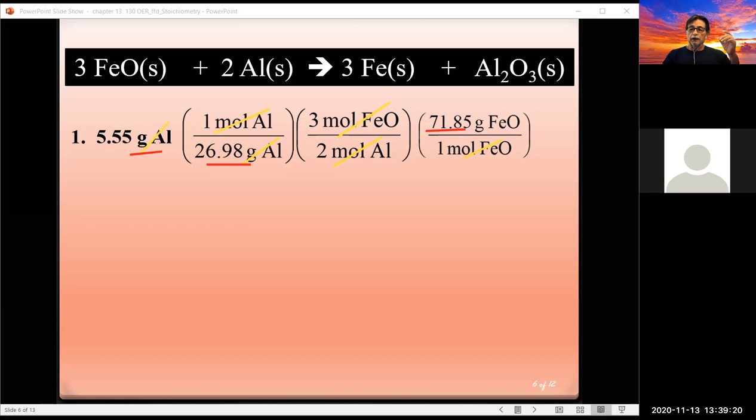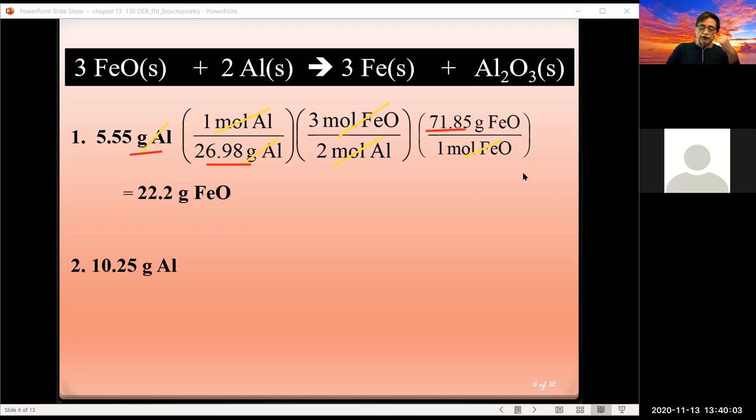So that ends up as 22.2 grams of iron 2 oxide. What does that mean? That means if you started off with 5.5 grams of aluminum, I need at the minimum, bare minimum, 22.2 grams of iron 2 oxide for this reaction to proceed as written. All right, so you can see how I went from totally dissimilar species, but in doing so, I had to go through moles and the mole ratio.